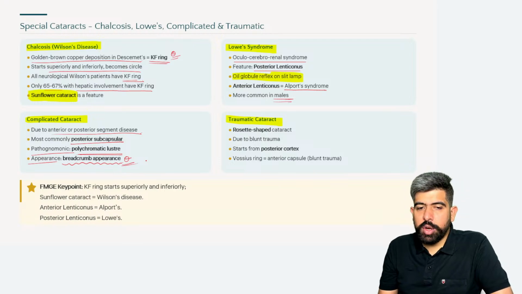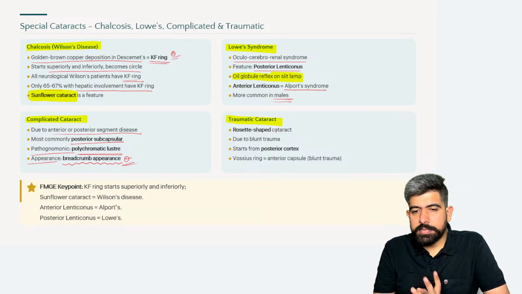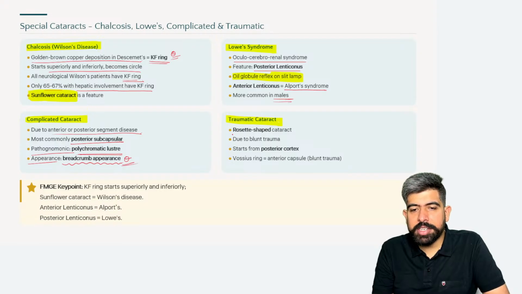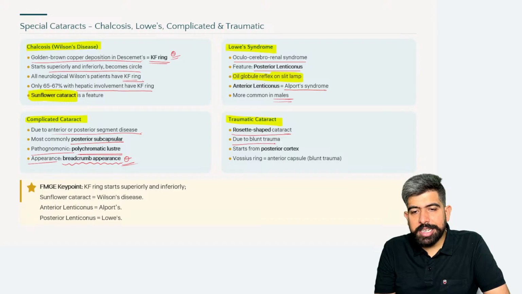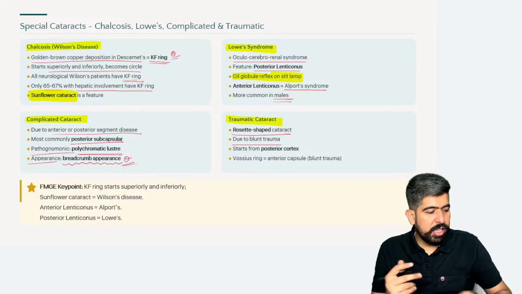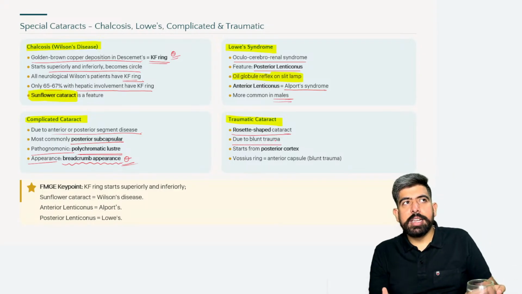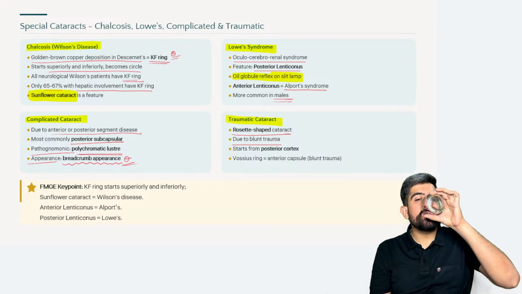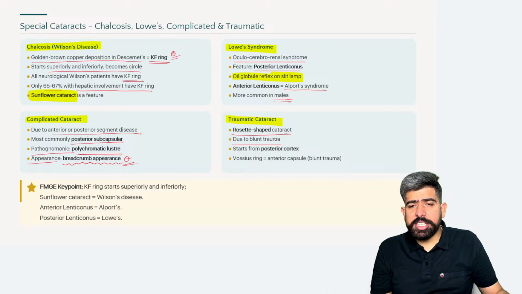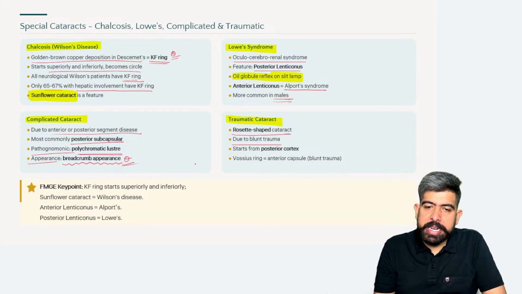And lastly, as we already talked about, traumatic cataract has the rosette shape cataract, and the rosette shape is seen due to blunt trauma. Please remember, it is seen in a fist injury or a cricket ball injury. In such conditions, we are going to see the rosette shape cataract.